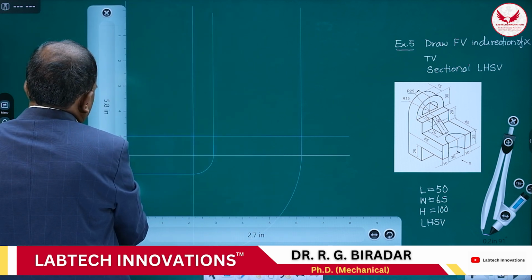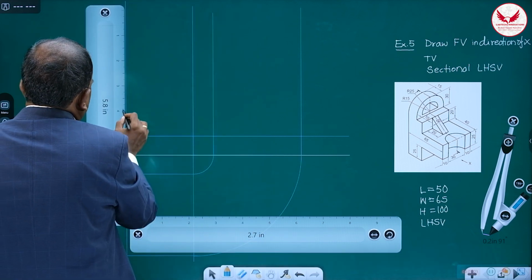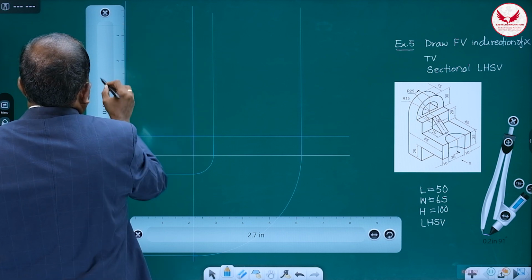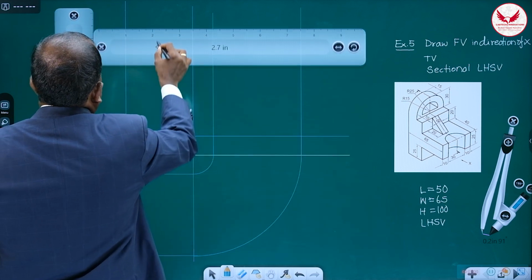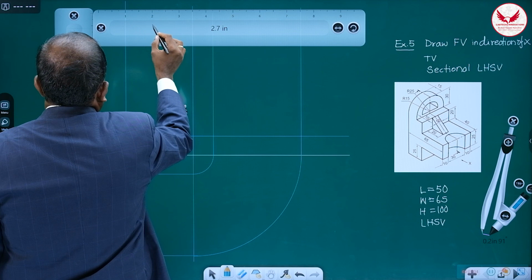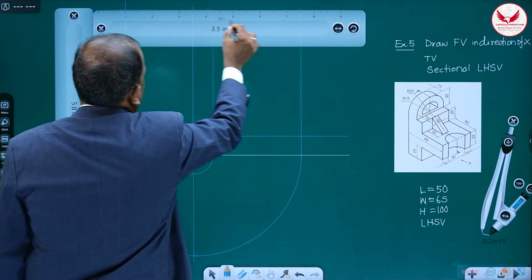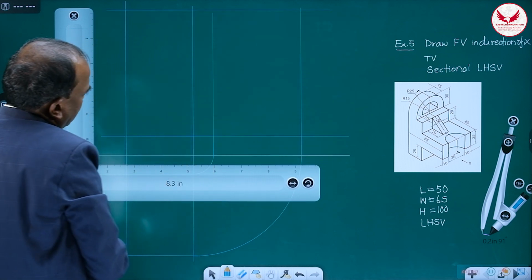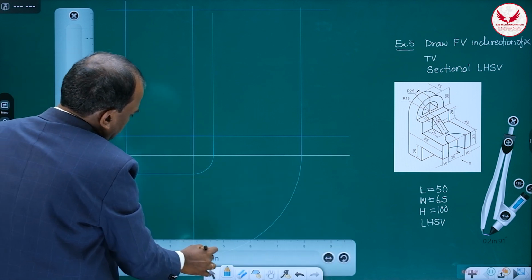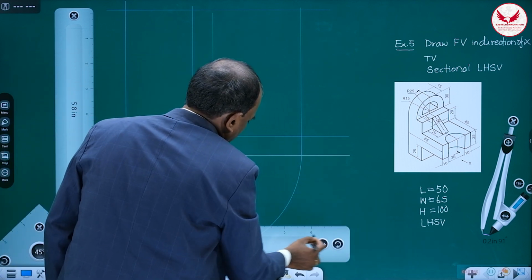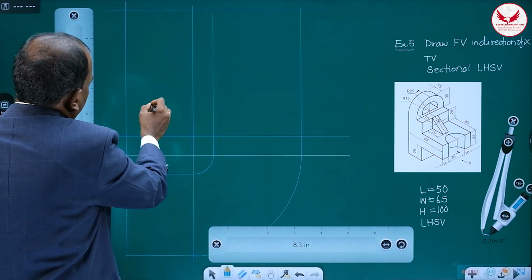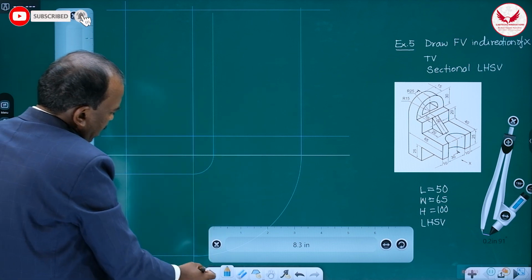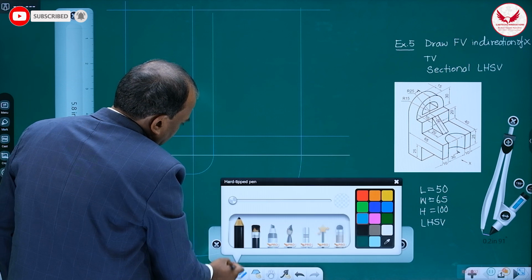Then from this upper line, 20, 40, 60, 80, 100. So this 100 we can mark, and from that 100 draw the horizontal line. Like this we get the three blocks for drawing the orthographic views. This block is for the front view, this is for the top view, and this is for the side view. After marking this line, again my suggestion is to remove the extra lines.